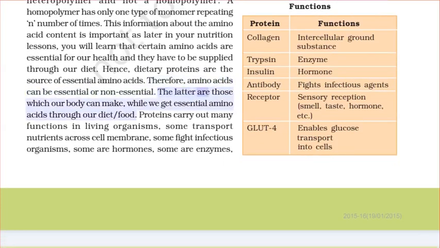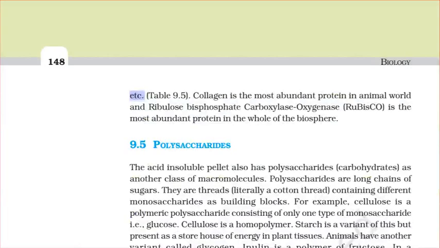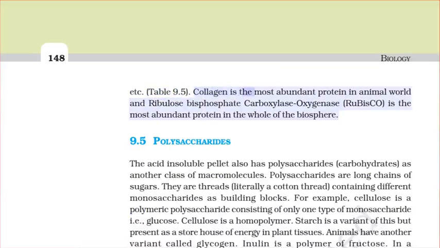The latter are those which our body can make, while we get essential amino acids through our diet. Proteins carry out many functions in living organisms. Some transport nutrients across cell membranes, some fight infectious organisms, some are hormones, some are enzymes, etc. Table 9.05. Collagen is the most abundant protein in the animal world, and ribulose bisphosphate carboxylase oxygenase, RuBisCO, is the most abundant protein in the whole of the biosphere.